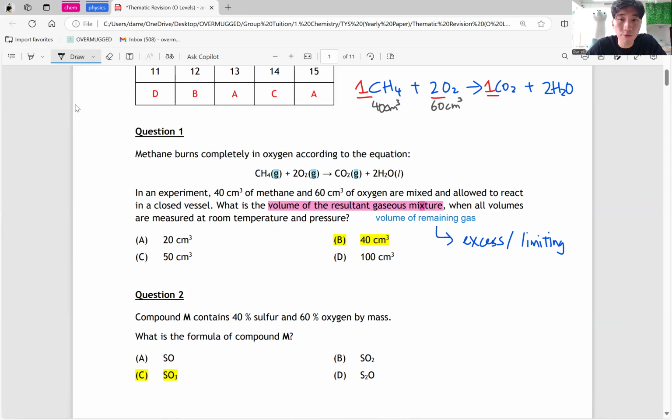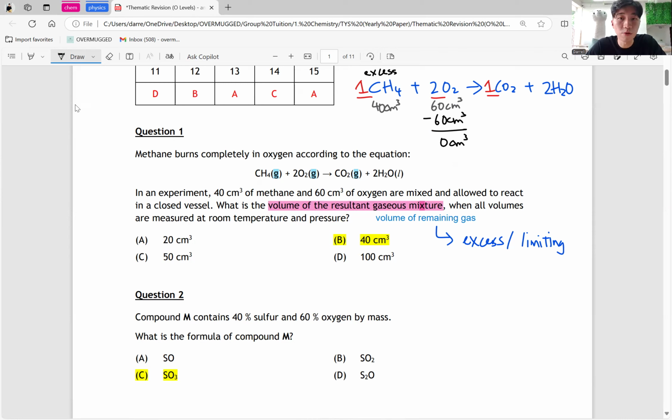If I used all 40 cm³ of methane, I'll need twice as much oxygen. If I really reacted all 40, I would have reacted with 80 cm³ of oxygen. However, do I have 80? I don't. So what does that mean to us? It tells me that it's not possible for me to react all 40 cm³. In other words, your conclusion here is that your methane is in excess. This means your oxygen is limiting. You are expecting all of your oxygen to fully react and you'll be left with 0 cm³.